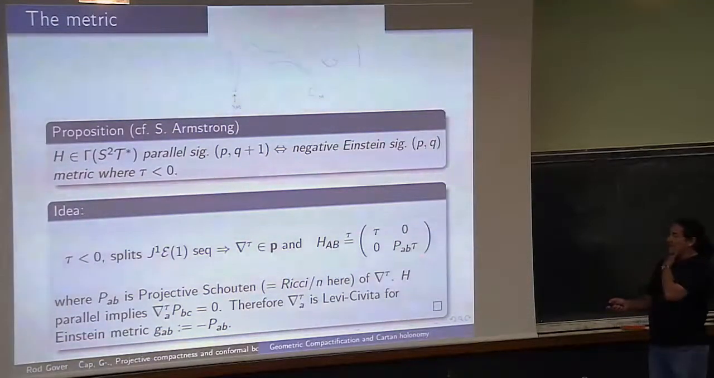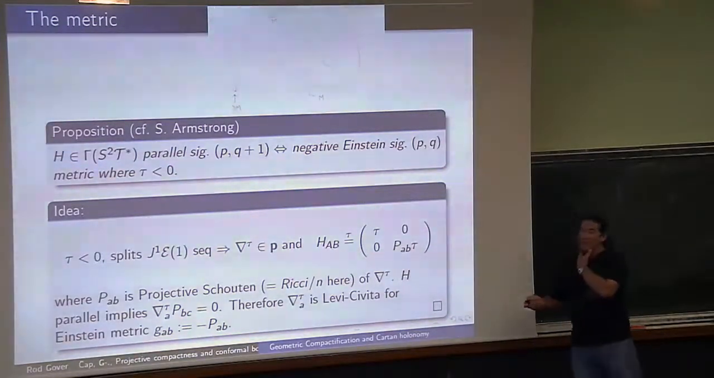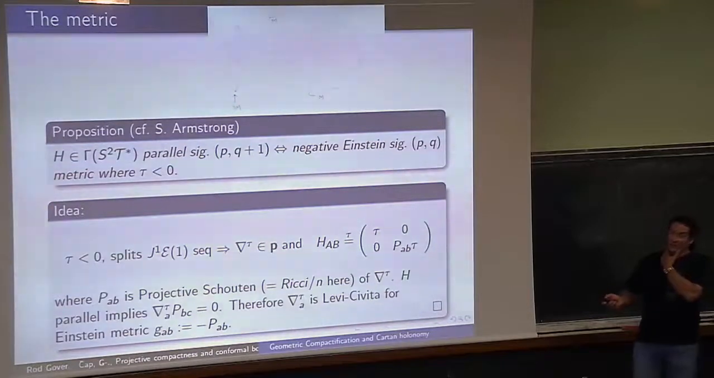Okay, so it takes that form, but this is also parallel for the tractor connection. And when it's written in this form, you can see that that implies that the Skouten tensor is actually parallel for the connection that it's the Skouten tensor of, right?